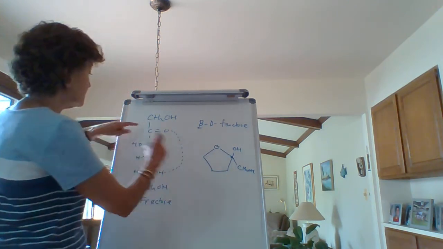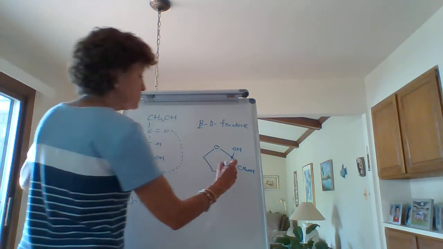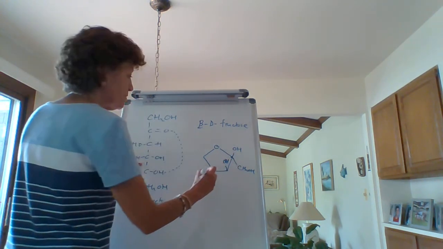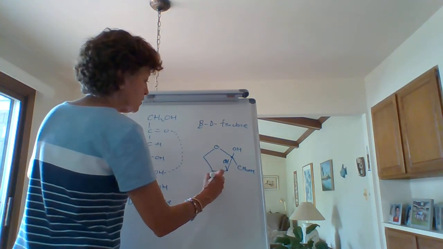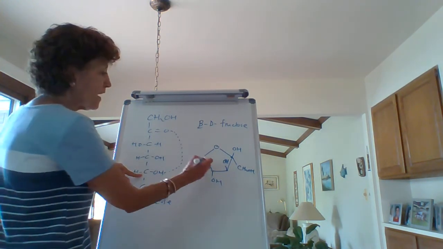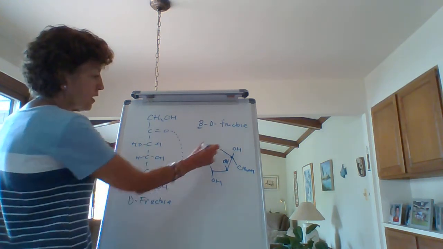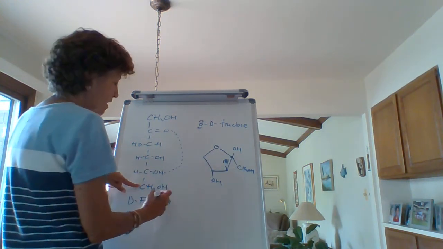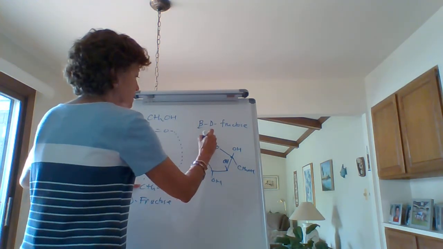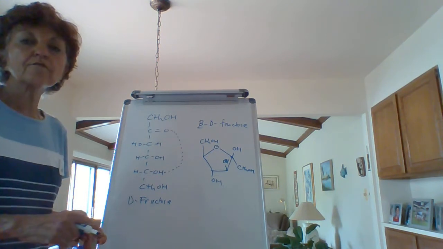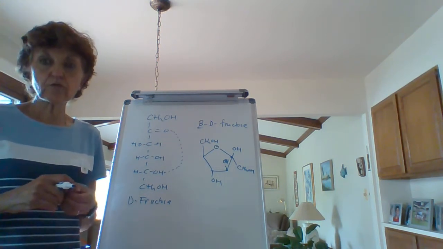Carbon 3, here's carbon 3, it's pointing to the left, so it's going to go up here. Carbon 4 to the right, so it's going to go down. Carbon 5 is this guy, and this O used to be this OH here, so it's already part of the ring. Carbon 6 is CH2OH. So this would be a ring for beta D fructose.